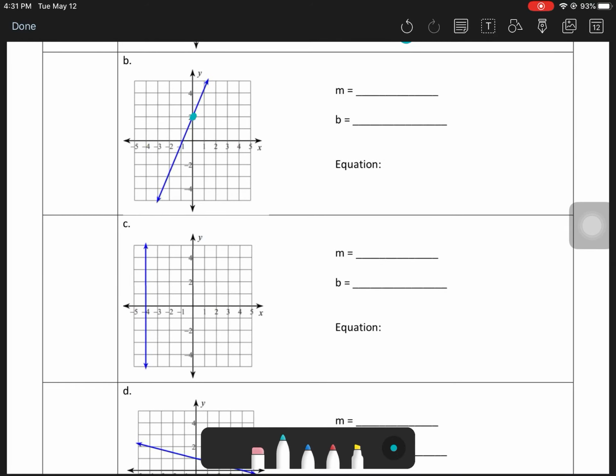On the next example, our y-intercept is at 2. And then we're going to find our slope. Our vertical change, we're going to go up 2 boxes and over 1 box. So 2 over 1, which is 2. So we have y equals 2x plus 2.